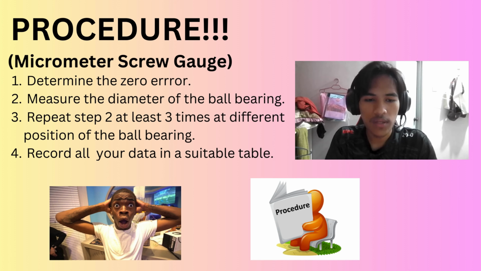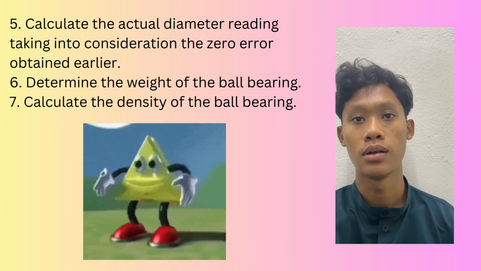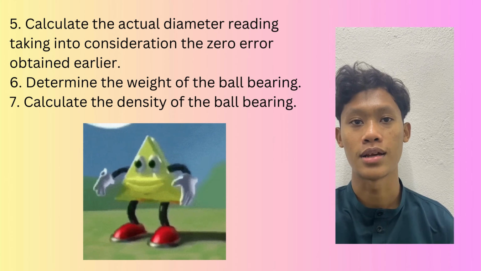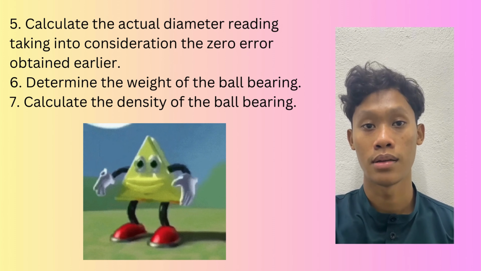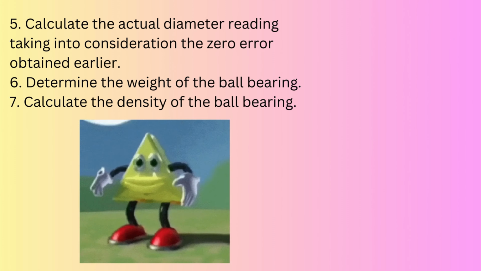For the third step, you need to repeat step 2 at least 3 times at different positions of the ball bearing. For the fourth step, you need to record all your data in a suitable table. You must calculate the actual diameter reading taking into consideration the zero error obtained earlier. And next, number 6, determine the weight of the ball bearing. And lastly, we must calculate the density of the ball bearing.